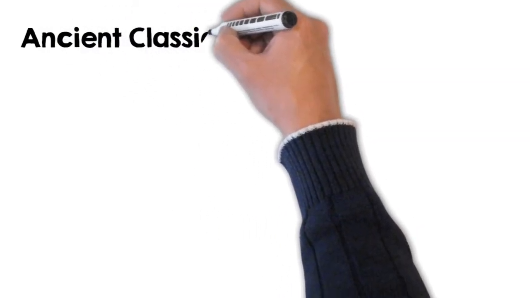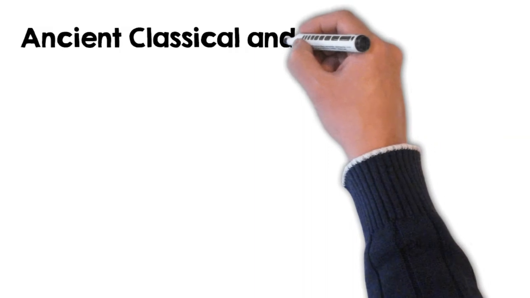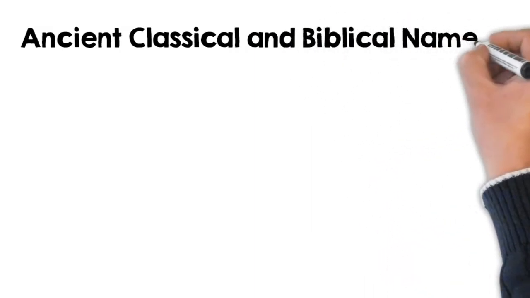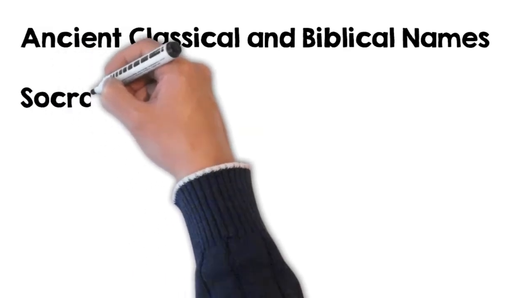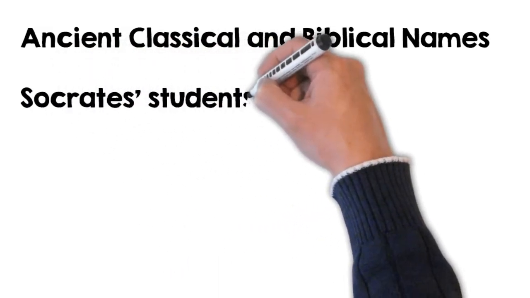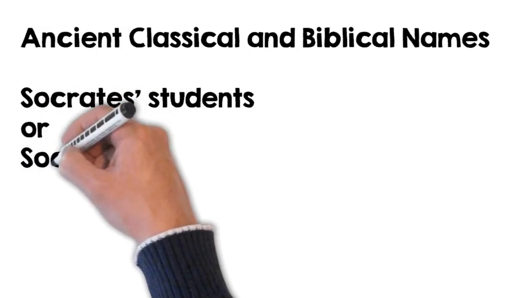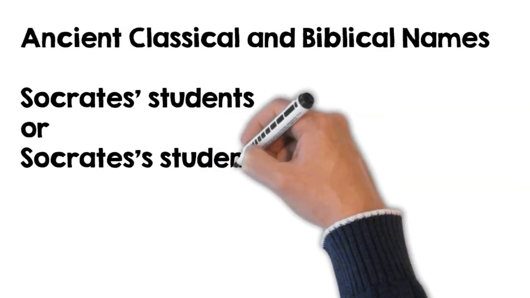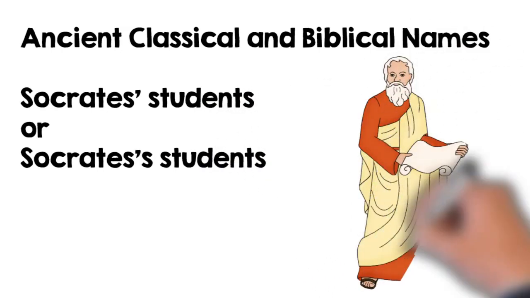In the past, the practice was to drop the final S when writing the possessive forms of ancient classical or biblical names that already end in S. Today, adding or not adding the S are both considered correct. The best practice is to write possessive forms of classical and biblical names the way you pronounce them.